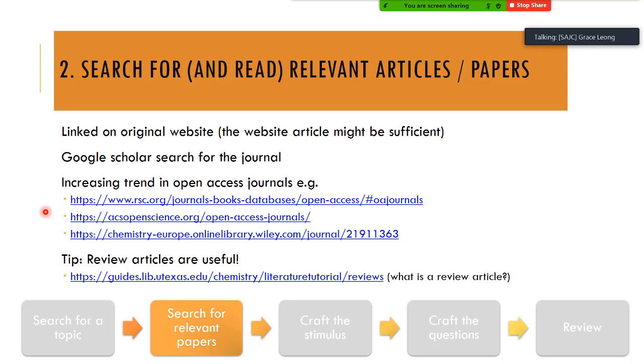Some of us might also be very concerned because we might feel that most of these journals are actually not open access, so we can only see the introduction and the abstract. But when I was actually preparing these slides, I realized that now, as compared to maybe a few years ago when I was still in CPDD and we were doing a lot of focus group discussions for the revised H3 syllabus, there is actually an increasing trend in open access journals.